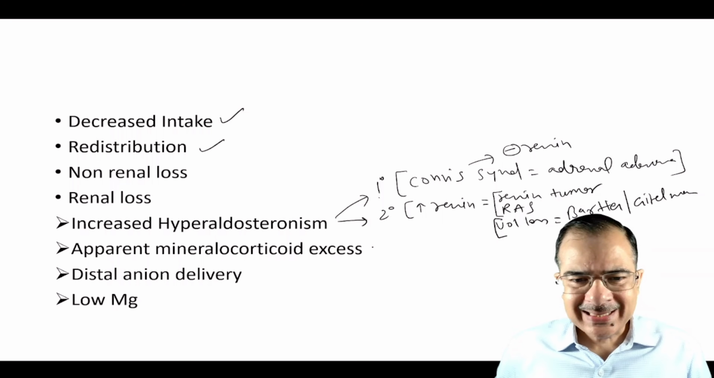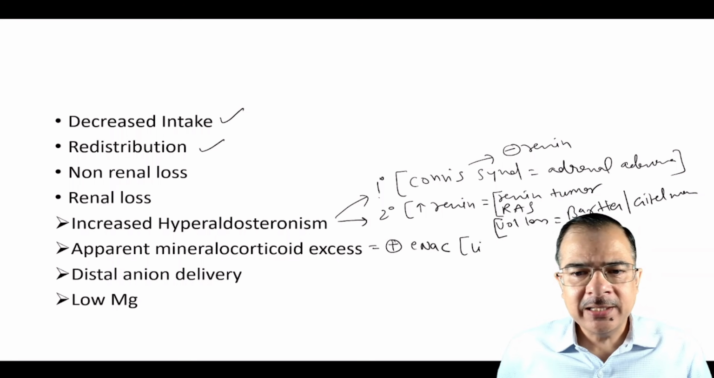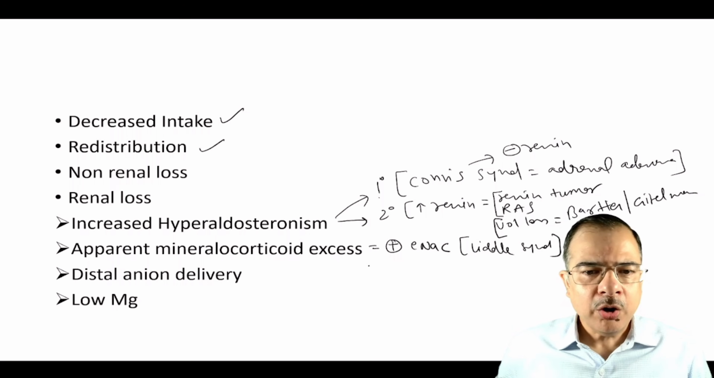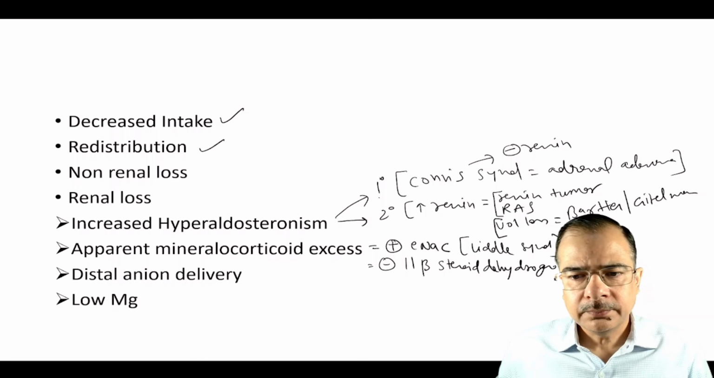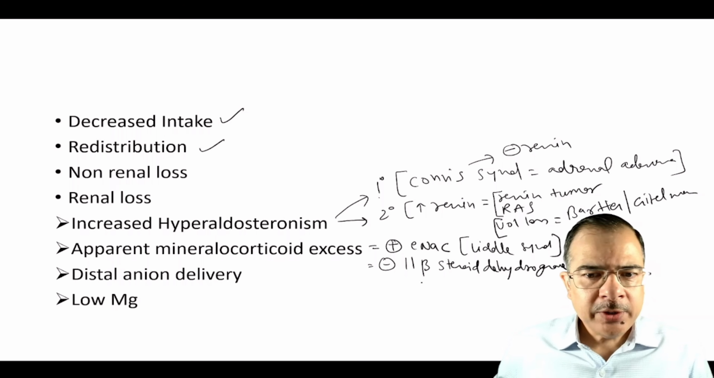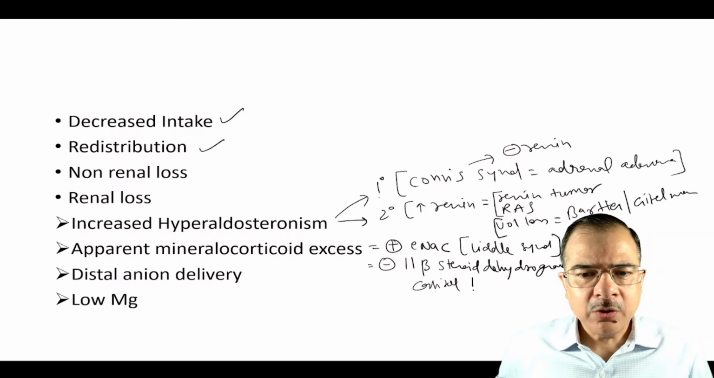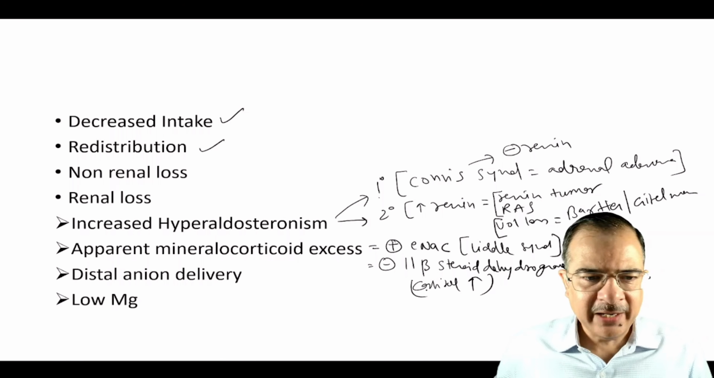Apparent mineralocorticoid excess. So this was a stimulating mutation of the ENaC sodium channel, and Liddle syndrome was one of the causes. Or it could be an inhibition of 11 beta hydroxysteroid dehydrogenase. So cortisol level will increase. Cortisol has a mineralocorticoid-like activity.